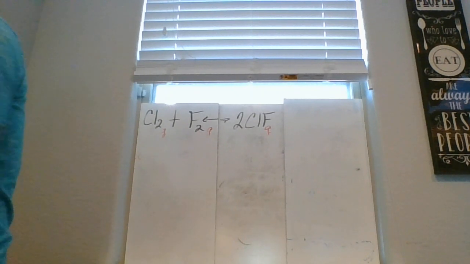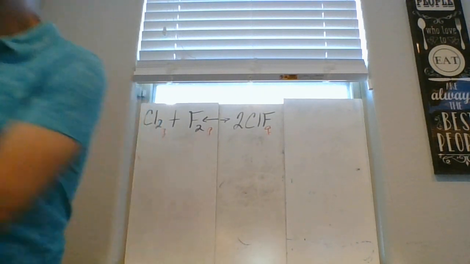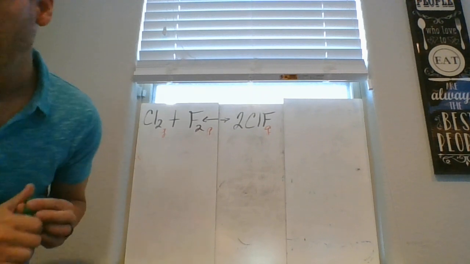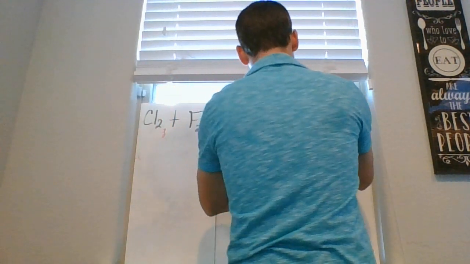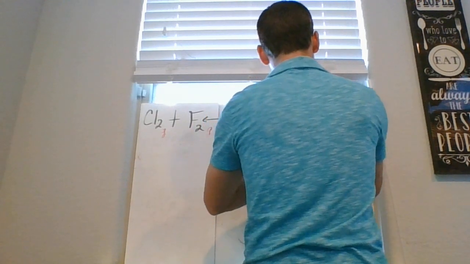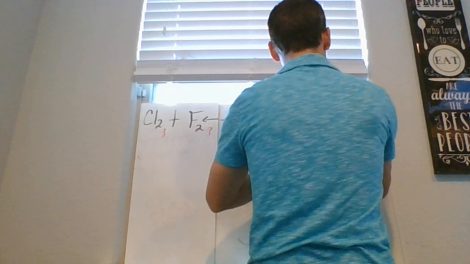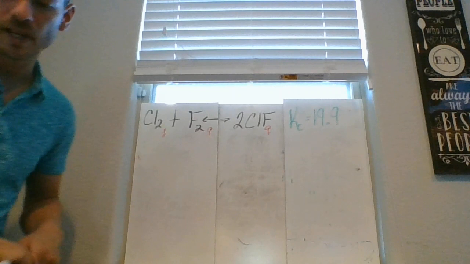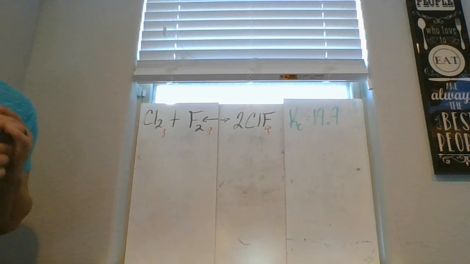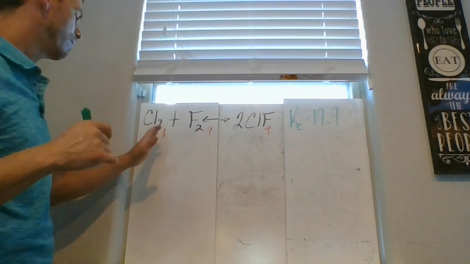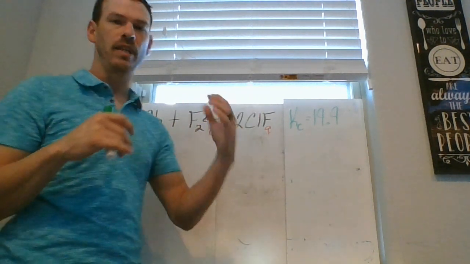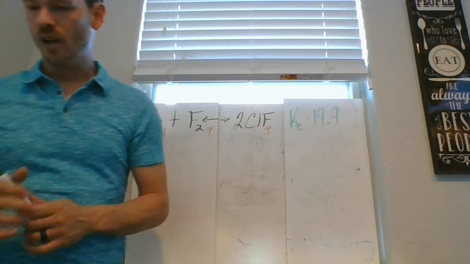All right. And then it does give us a K value. So I keep squinting. Kc of 19.9. All right, that's all given information that we have for the problem. And now it wants to know a direction shift based on given amounts, or rather given concentrations of everything.